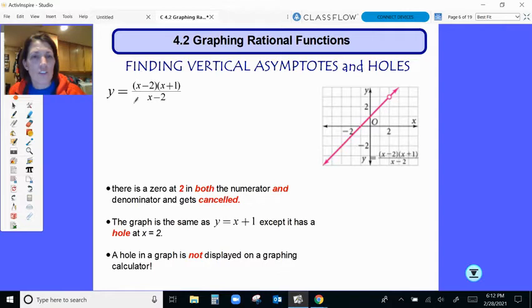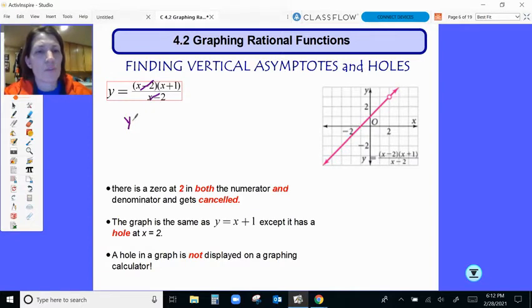Looking at this graph here, notice that we don't have an asymptote, we have a hole. This happens when we factor everything out and we end up having these two factors cancel each other out.